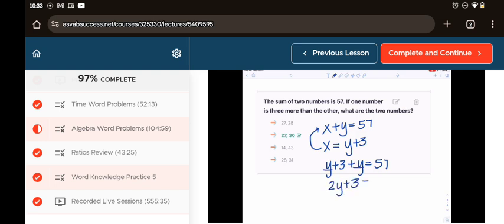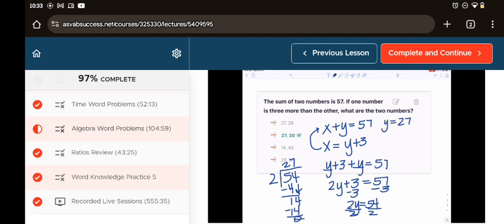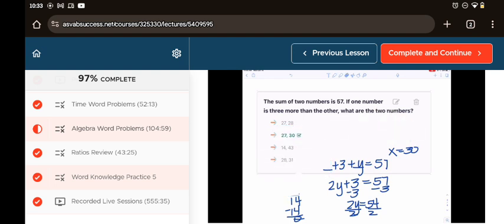And then I can combine like terms, 2y plus 3 equals 57. Minus 3 minus 3, 2y equals 54. And I divide it by 2. 54 divided by 2 gives me 27. So y is 27, and I'm looking for the other one. I'm going to use this equation. I think it's going to be the easiest. X equals y, 27, plus 3, which is just 30. And there we go. Okay, I hope you got it. Let's keep going.